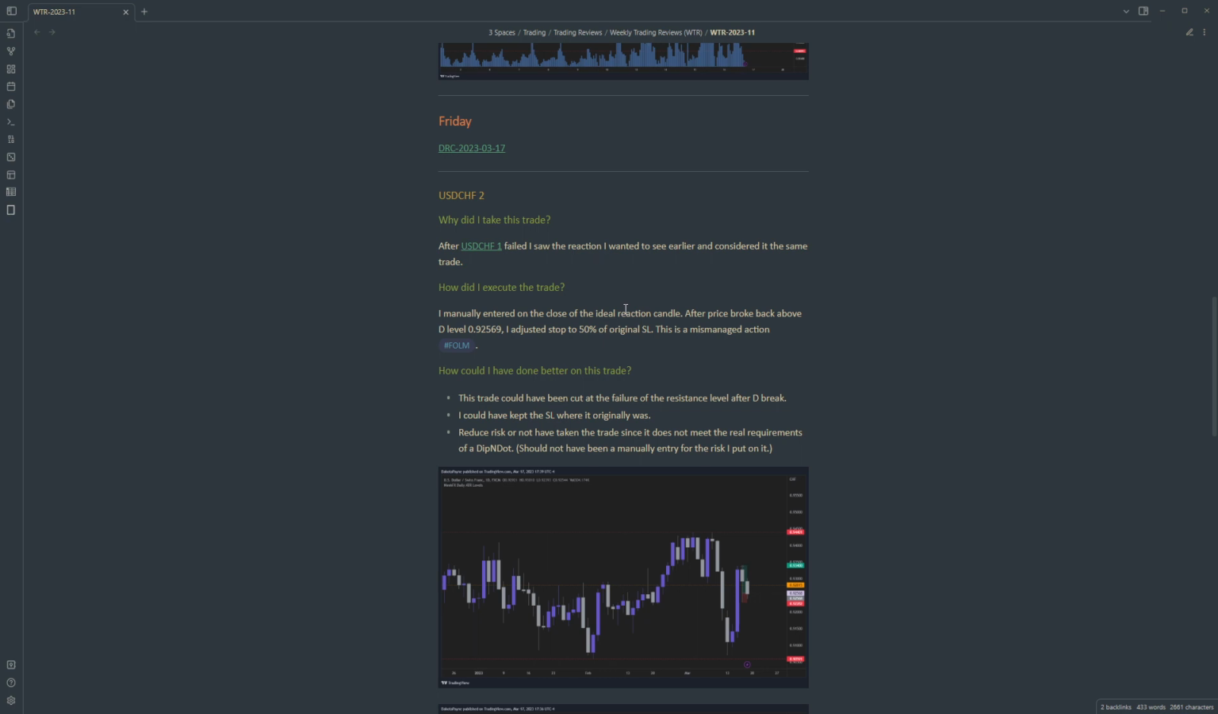After price broke back above daily level 92.56, I adjusted my stop to 50% of the original stop. This is a mismanaged action, so it's completely against my rules. Nothing in my rules says to do that. Nothing in my trading plan says to do that at all.